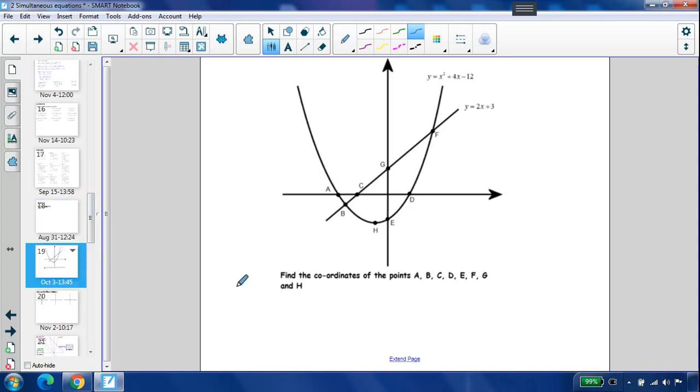Okay, we've got a question here. This is quite a nice question as it ties previous knowledge all together. I want you to pause the video and find the coordinates of the points A, B, C, D, E, F, G and H. You'll be using knowledge from chapter 2 and chapter 3.